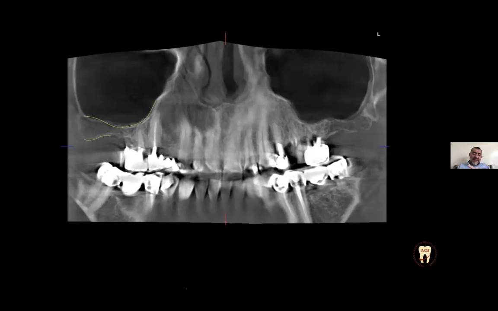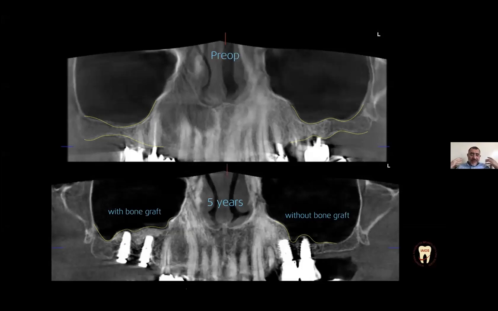In this case, I wanted to do a sinus lift with bone grafting on the right side, and I did a sinus lift without bone graft on the left side. So we have the result after 5 years, and you can see that you have the same result.